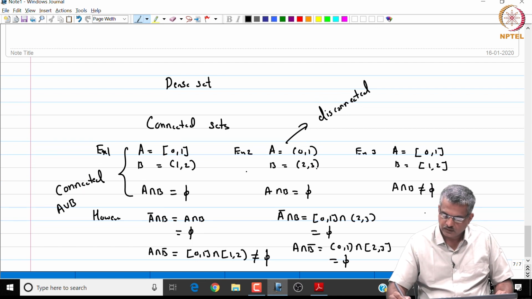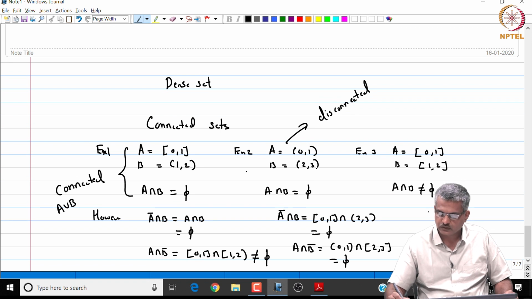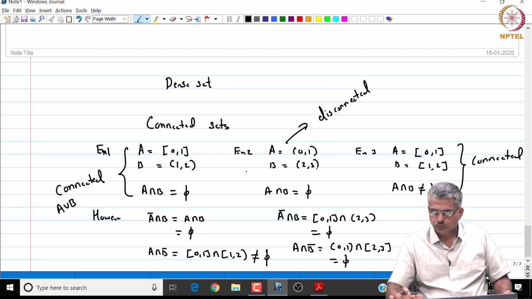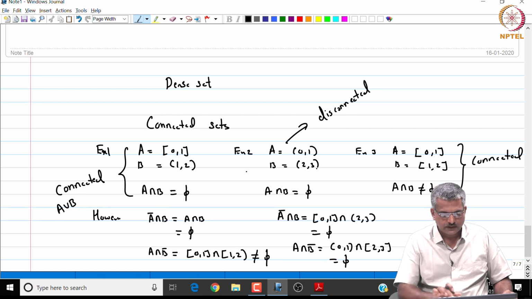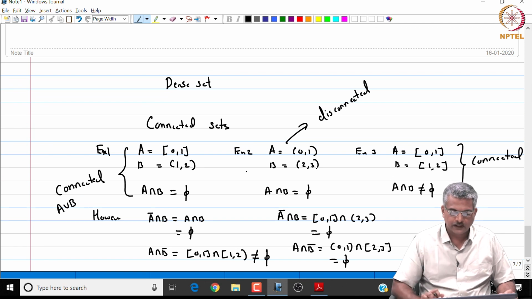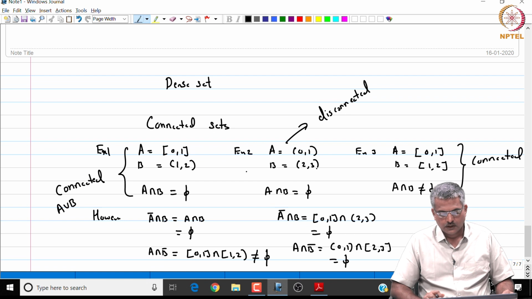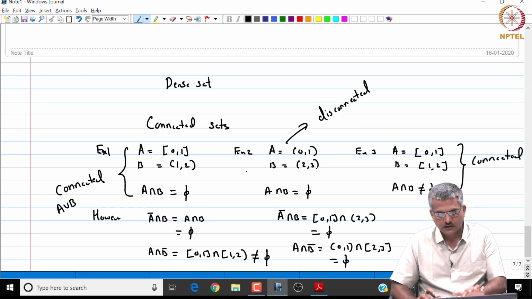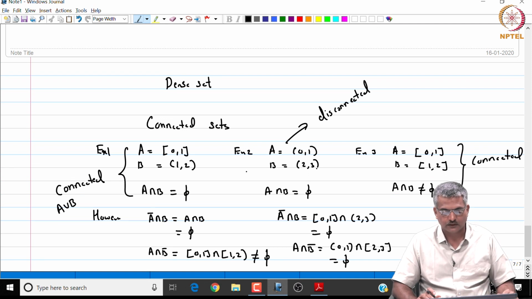Whereas, here obviously they are not separated. So, they are connected. Here things are a little obvious, because both have a common point 1, but in the example 1 things were not very obvious, because 1 is not common to both, because in one of them 1 is a boundary point, whereas in the other it is an interior point, right. But by our notion, connected means that one of the sets should contain the closure of the other set, and so also in the other way, right.